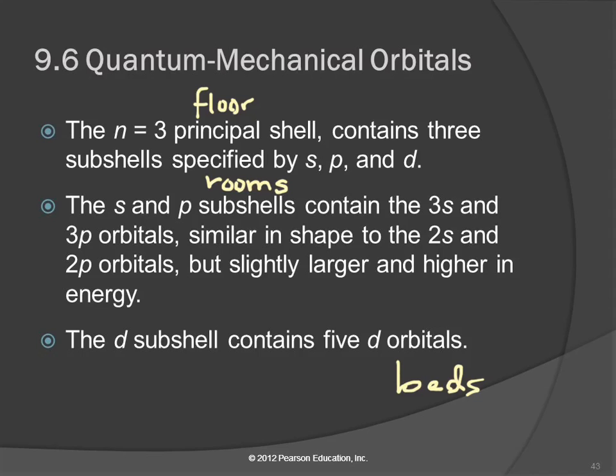So on the first floor, there's 1 room. It has 1 bed in it. On the second floor, there's 2 rooms. The S room has 1 bed. The P room has 3 beds. On the third floor, there's 3 rooms. The S room has 1 bed. S rooms always have 1 bed, 1 orbital in the S subshell. The P room has 3 beds. The P subshell has 3 orbitals. And the D subshell, the D room, has 5 beds, 5 orbitals.